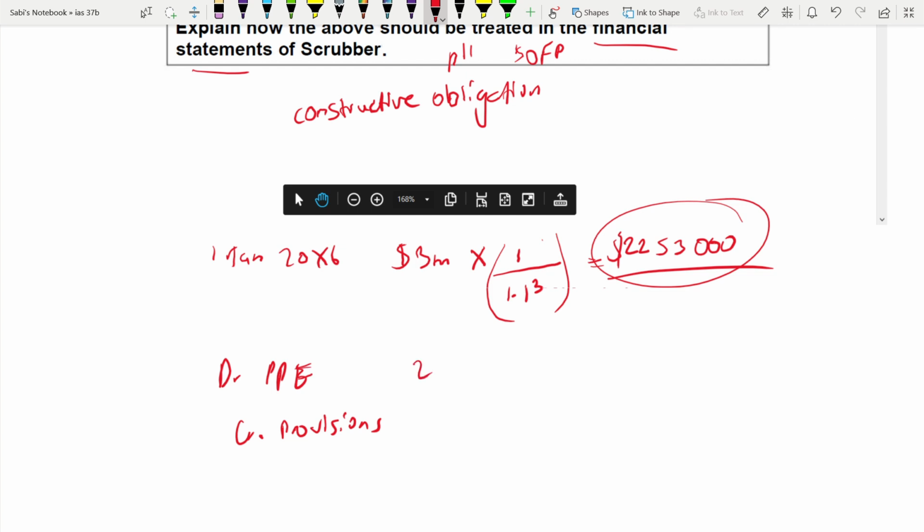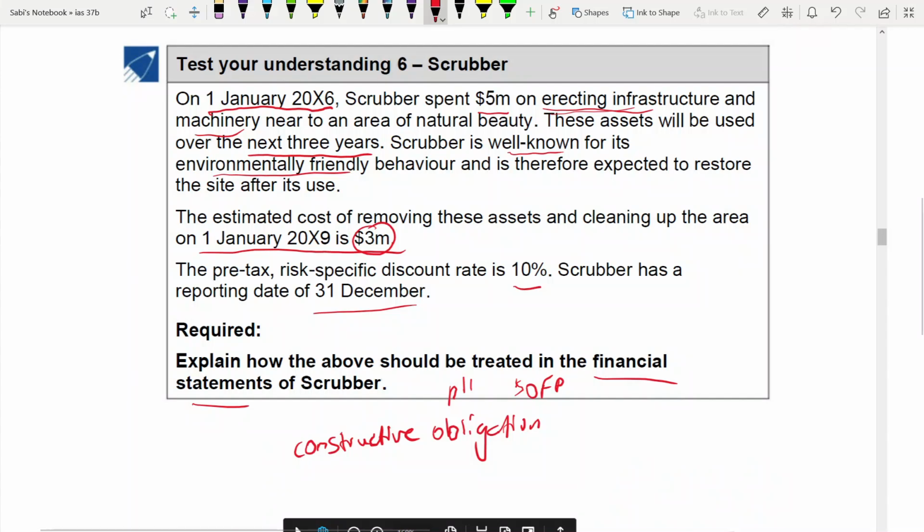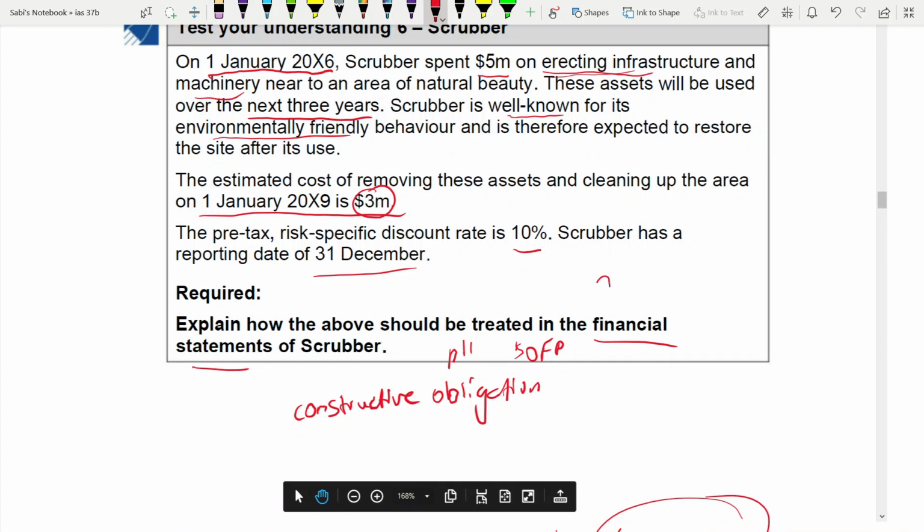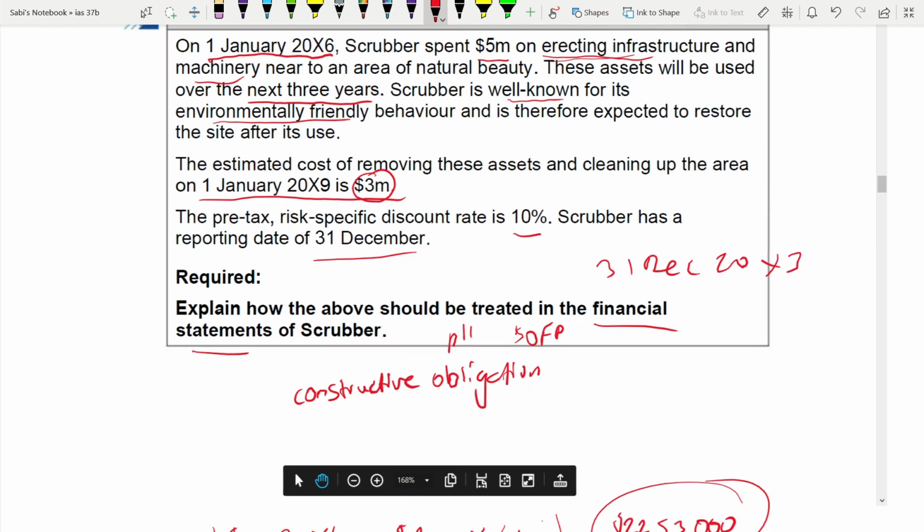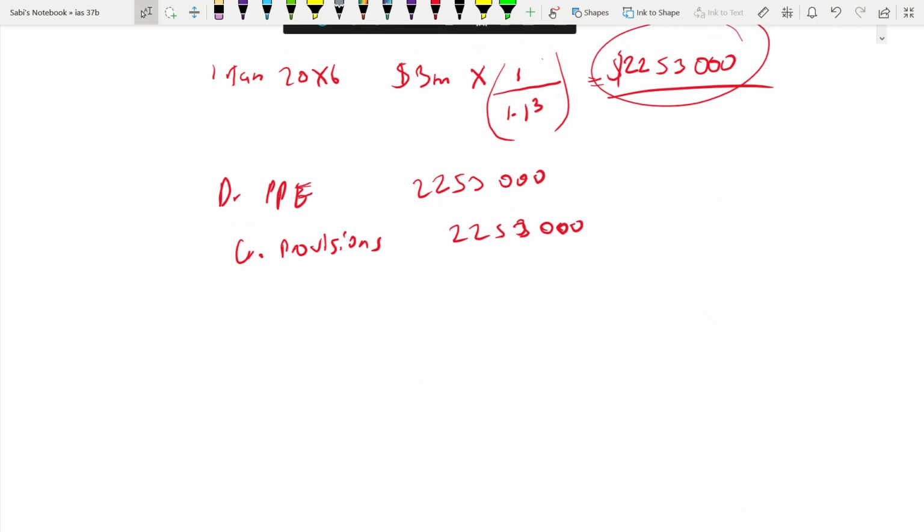So here it will be 2,253,000. Each year, that means each of the 3 years, 2006, 2007 and 2008, because 1st of Jan 2009, that means it will end on 31st December 2008. For the 3 years, right? The discount unwinds and provision increases. And that unwinding of the discount is charged to P&L as a finance cost. You need to remember this always, whenever provision is there and when you are finding the present value, the interest goes to P&L.